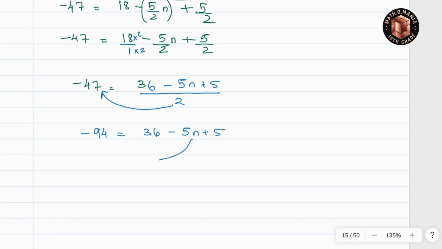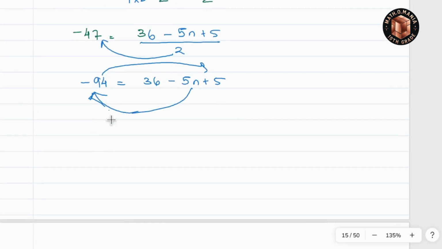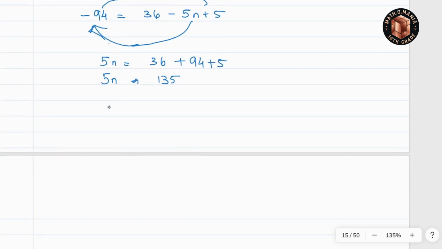Right? Now I will take this one to the opposite side. And here I will take the 94 to this side. That means 5n equals 36 plus 94 plus 5, which is equal to 135. 5n equals 135. Therefore, n equals how much?